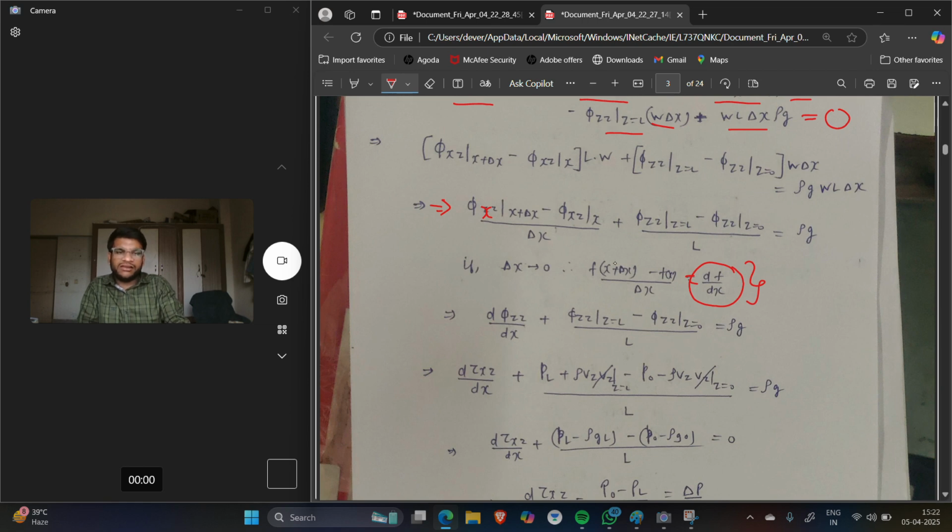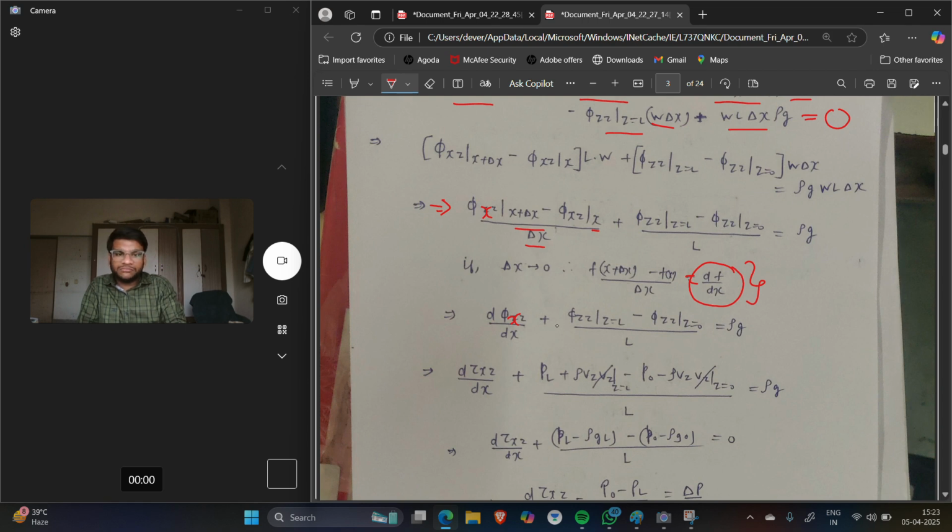Here, phi xz is a function of x, and I am evaluating this at x plus delta x divided by delta x. So if delta x tends to 0, what will this become? d phi xz upon dx. This is what x.